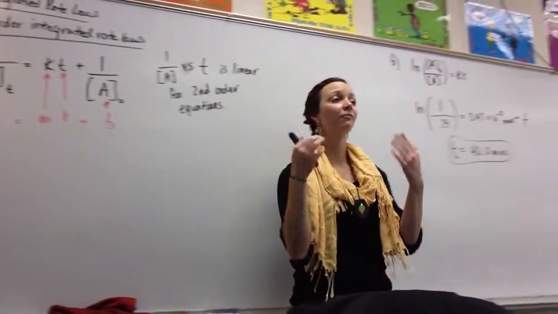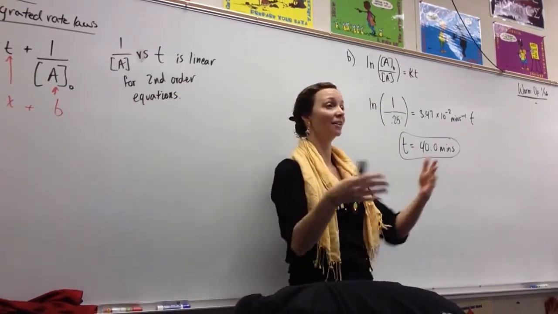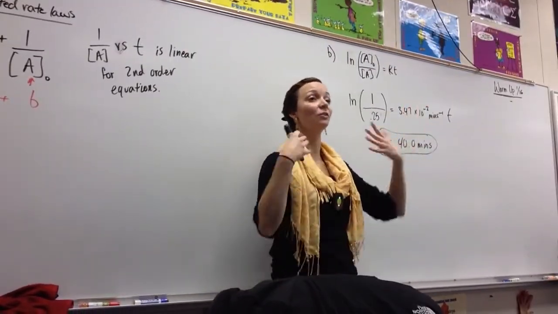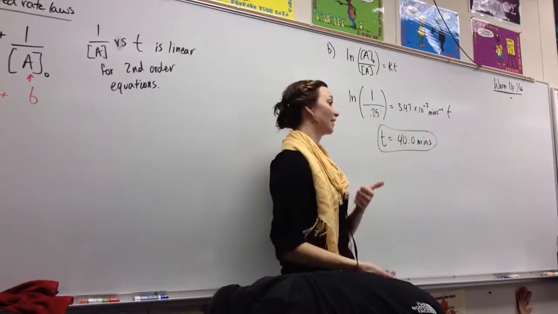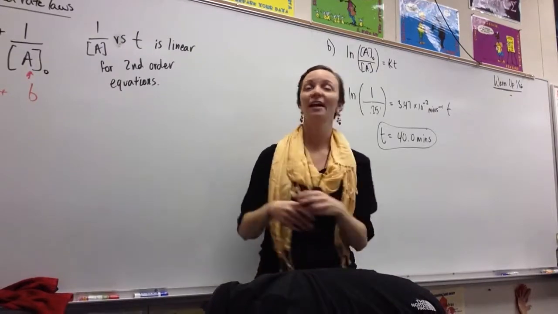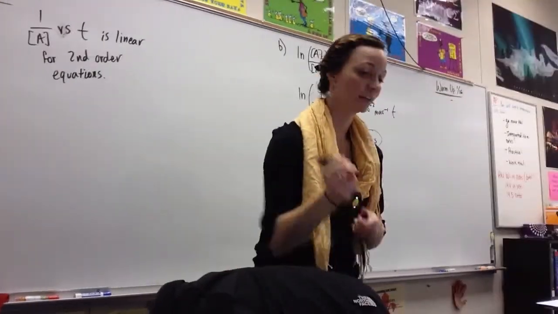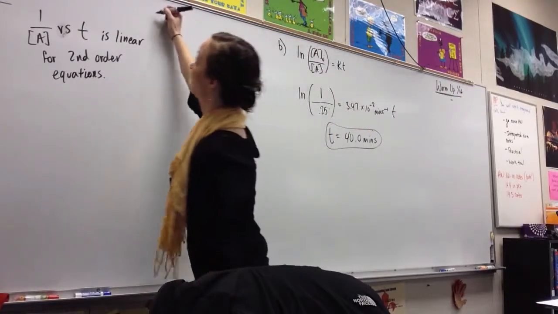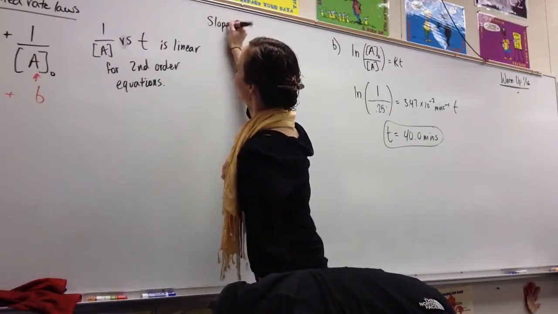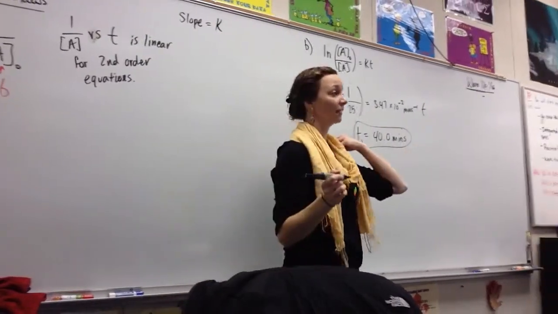If you're going flat out from data and you graph 1 over concentration versus time and that turns out to be a linear line, you know it's confirmed you have a second order reaction. So you're really looking for what's going to be linear, and that will tell you what order you are. From there, our slope would be equal to k of that equation, so it's no longer negative k, it's positive k.